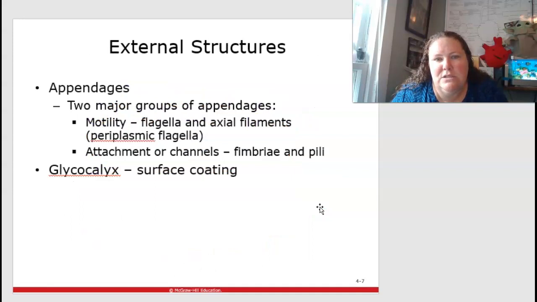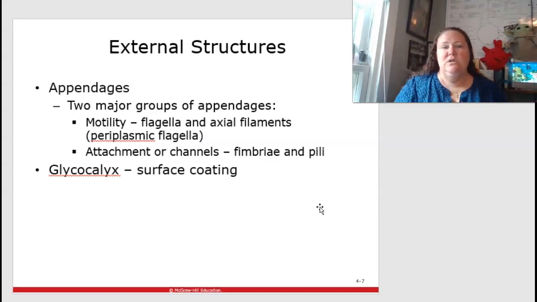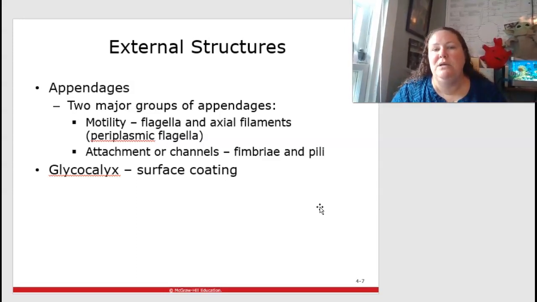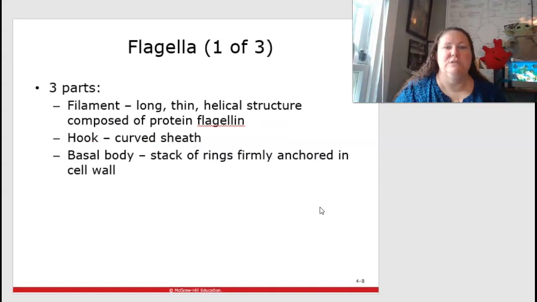So when we talk about external structures, what do we mean? Well, these would be like appendages. And so my arms, my legs are appendages. And so for bacteria, there are two major groups of appendages. One would be ones that function in motility, okay? So this would be, for instance, flagella and axial filaments, like periplasmic flagella. And we also have attachments or channels, and these would be like your fimbriae or your pili. We also have glycocalyx, and this would be a surface coating. So those are your two external structures that we want you to focus on.